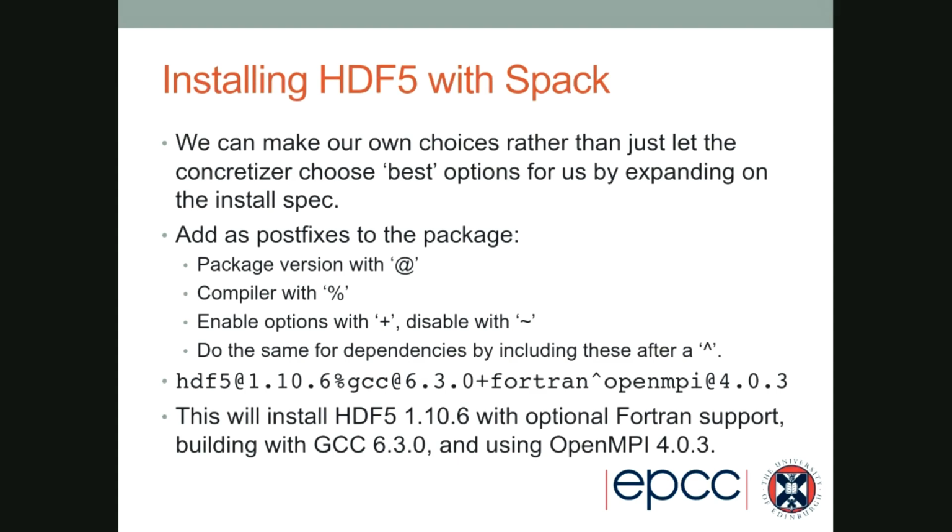So as an example, where before we just said Spack install HDF5, we could provide this longer spec here. This is now saying that we want HDF5, and specifically version 1.10.6, compiled using GCC. More than that, GCC version 6.3.0. HDF5 will have Fortran support enabled. And for MPI, it's going to use OpenMPI version 4.0.3.